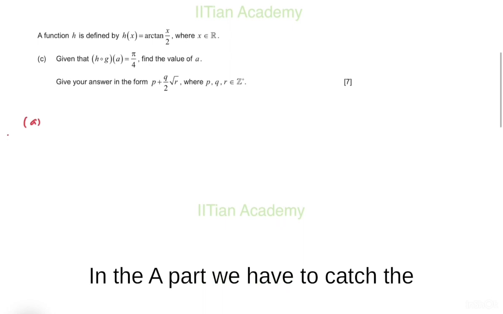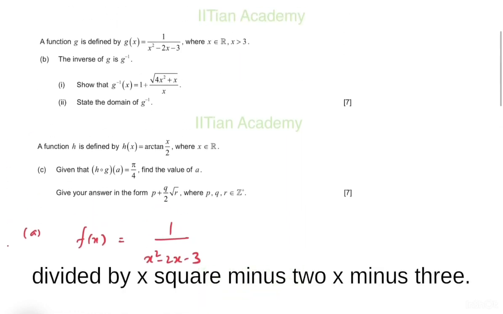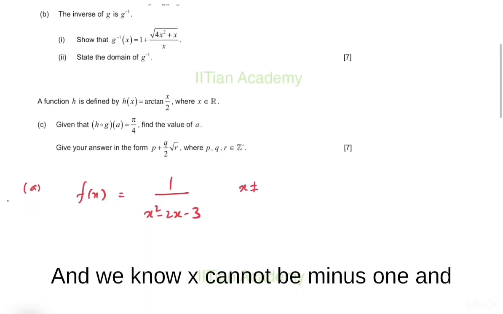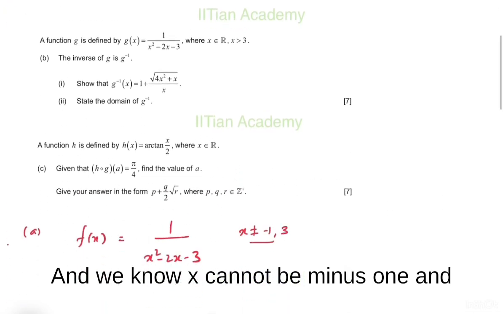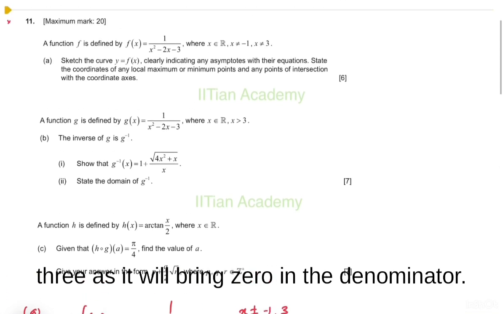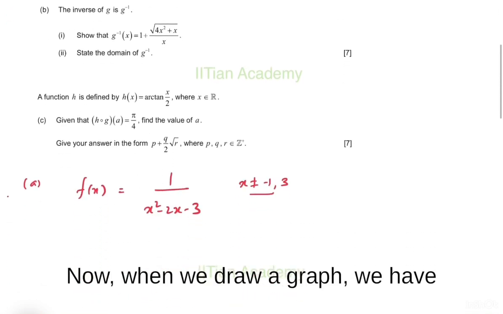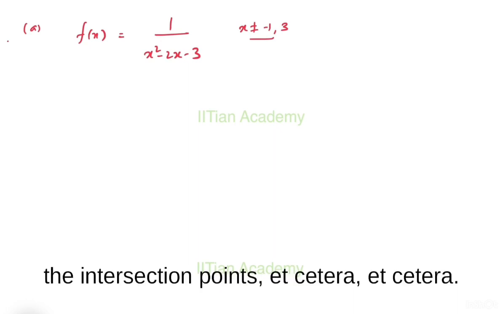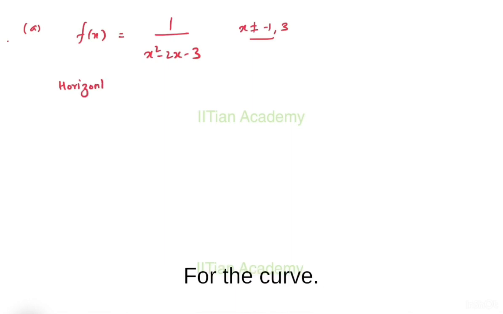In the A part we have to sketch the curve of f(x), which is given as 1 divided by x square minus 2x minus 3. And we know x cannot be minus 1 and 3, as it will bring 0 in the denominator. Now when we draw a graph, we have to show asymptotes, any maxima or minima, the intersection points, etc. So let us try to find the horizontal asymptotes for the curve.